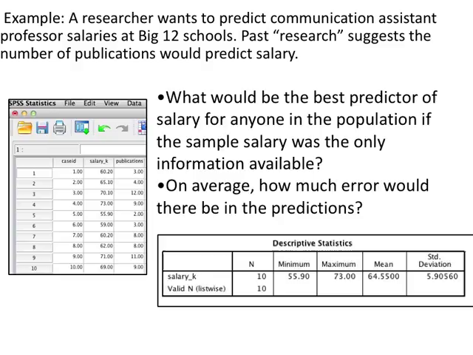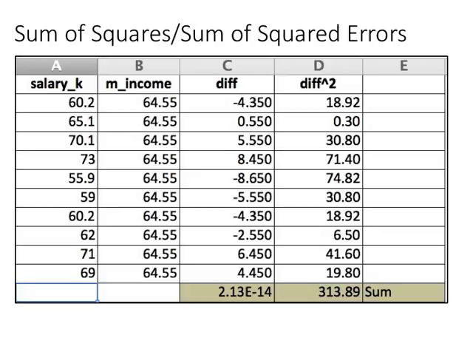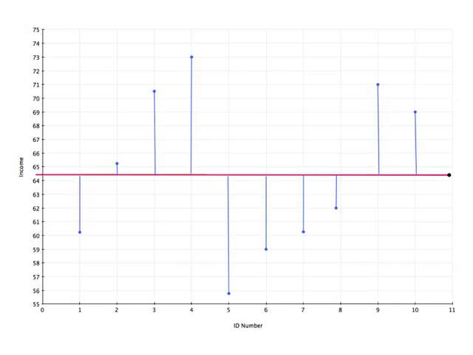But what we do know is, if we're using this sample data and this hypothetical, we would say everybody makes $64,550 a year because that's our average. And so everybody gets that value. And so you can look at a graph that looks like this. This graph, this is the mean. And then these are just the ID numbers, right? Our 10 people, even though it goes up to 11, I only do 10.